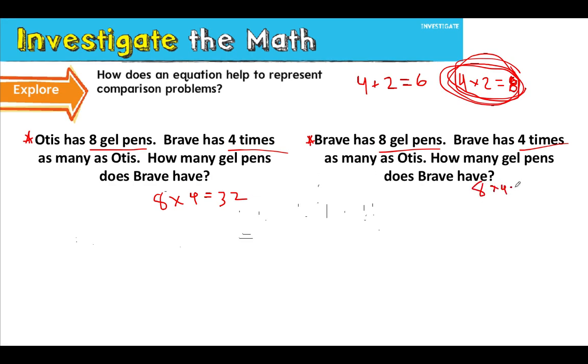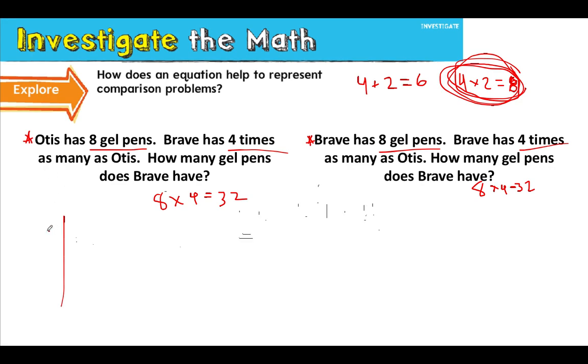But if I really take some time and draw a model to show the relationships in these stories, I realize that they actually are 2 different equations with 2 different answers. It's pretty cool, actually. So let's read this one, and I'll show you how I draw the model.